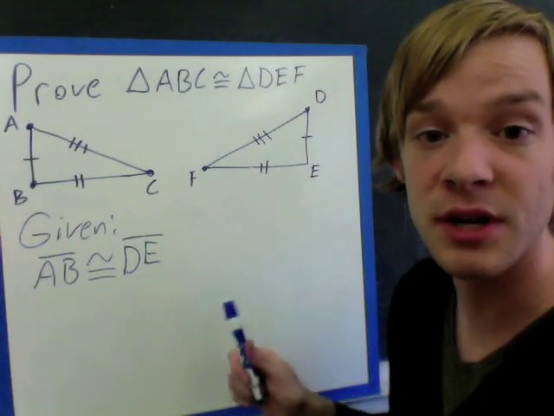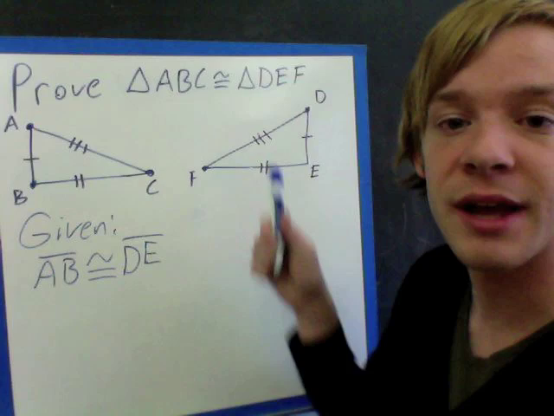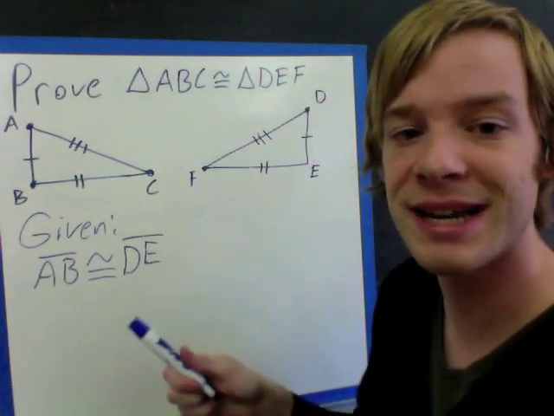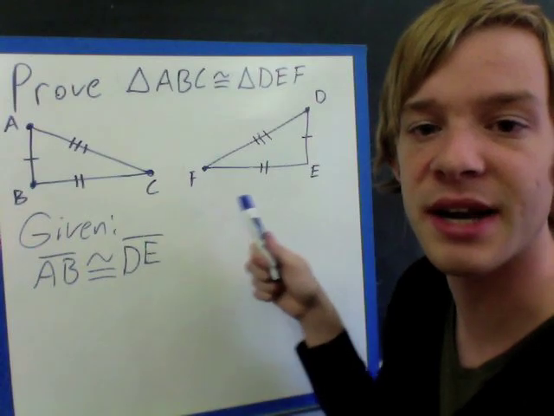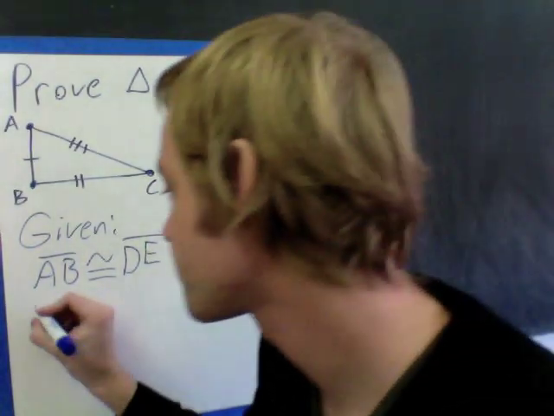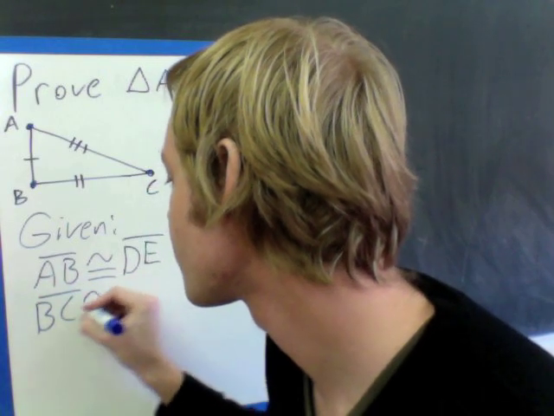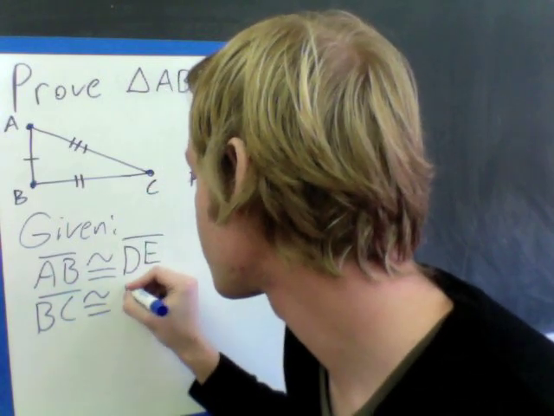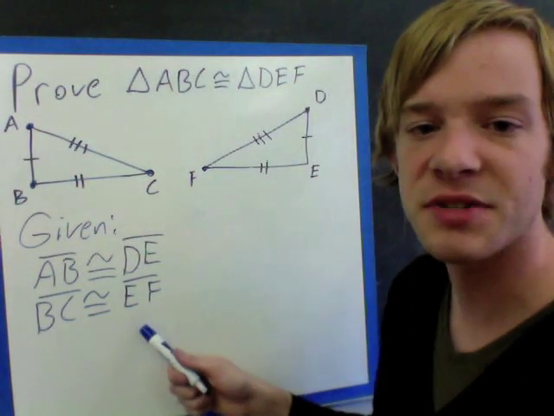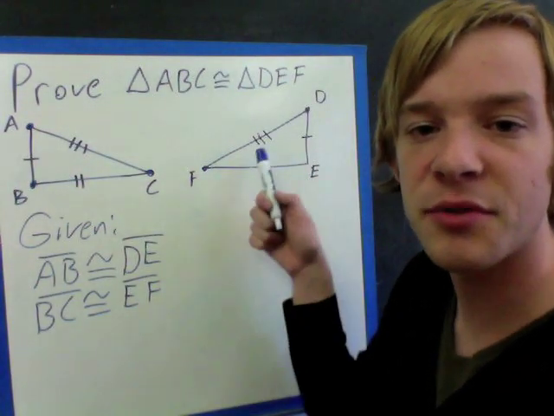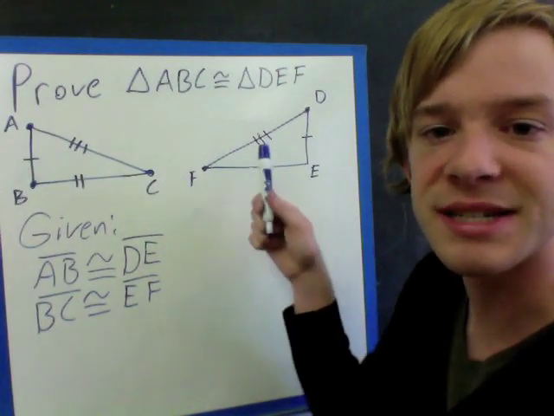That's our first given. We want to do the same thing for our bottom two sides and for our angled sides there. So my second statement is going to be side BC is congruent to side EF. So here we've got our second congruent statement, and then our third statement we're going to have is side AC is congruent to side DF.